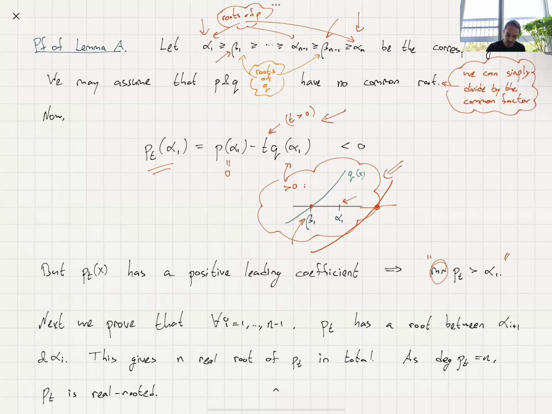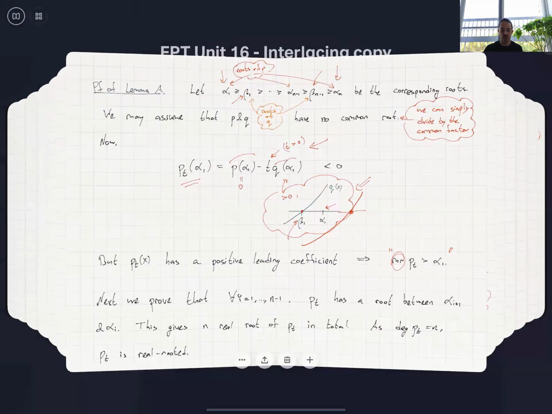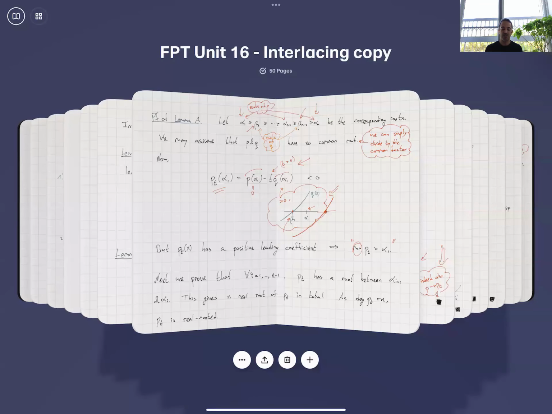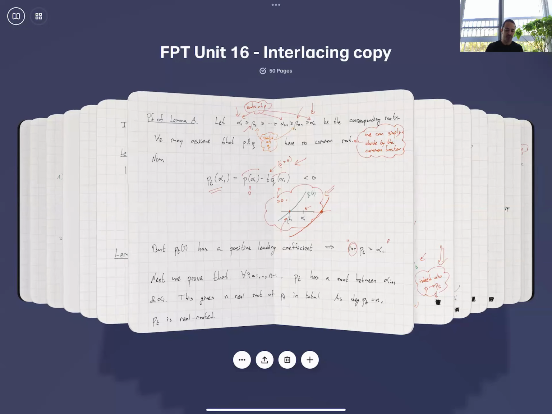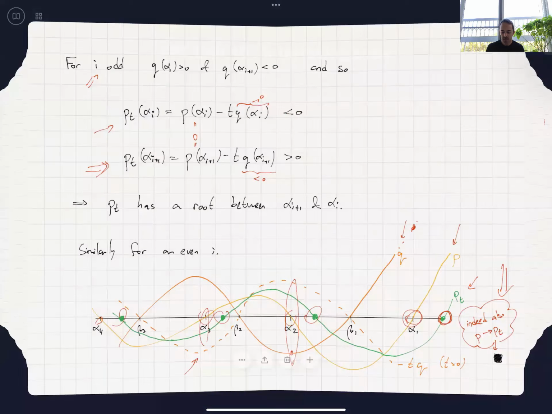Here we actually used it because when you talked about the max root, P of alpha 1 is 0, Q of alpha 1 is larger than 0, and so you need T to be positive so that you can say PT has a positive leading coefficient, so it must have a root to the right. So for that part of the proof, you may want to consider only T larger than 0, but don't worry, we can forget about that part for a second.